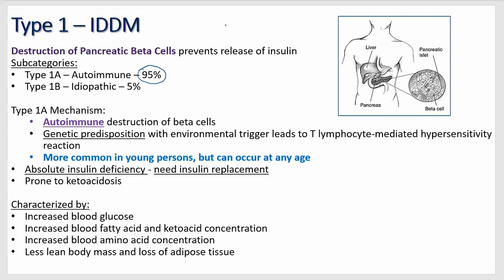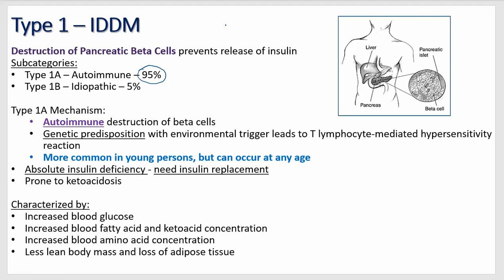So the thing about this autoimmune disease, I should say, is that it has a genetic predisposition. Okay? So that means that if a parent is a type 1 diabetic, then their children have an increased risk of having type 1 diabetes. So there's an environmental trigger that leads to what's called a T lymphocyte mediated hypersensitivity reaction.